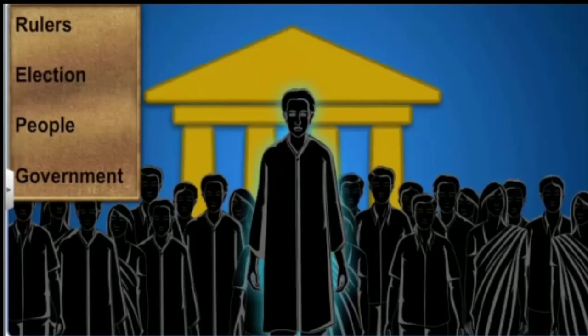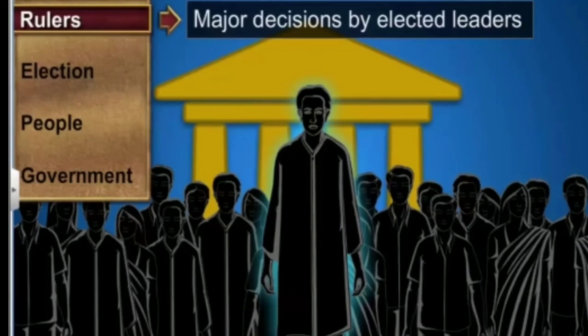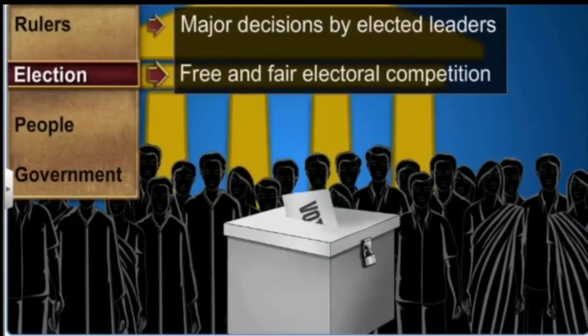And now we can look at four features of democracy, that is, rulers, election, people, and government. In democracy, the rulers are the elected representatives and they will take the major decisions. In a democracy, elections should be a free and fair electoral competition. There should not be any complications within that election.